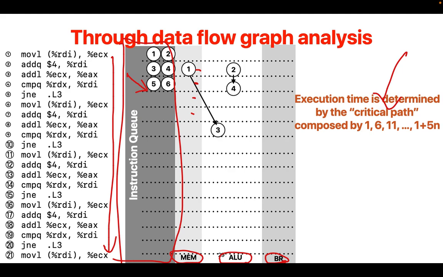When is the earliest possible time I can execute instruction 5? After 4, right? So you can put it here, right? And it's going to use a branch unit, right? Because it's a branch instruction. How about instruction 6? Who is it depending on? 2, right? So which unit is it going to use? Memory unit, right? And when is the earliest time we can start executing instruction 6?